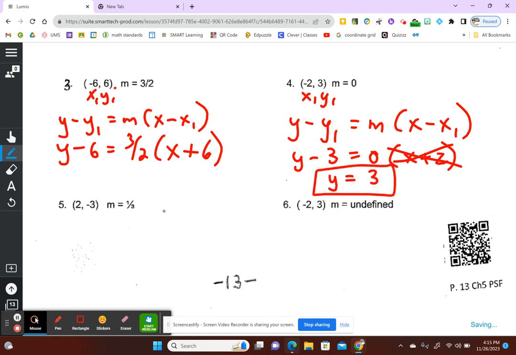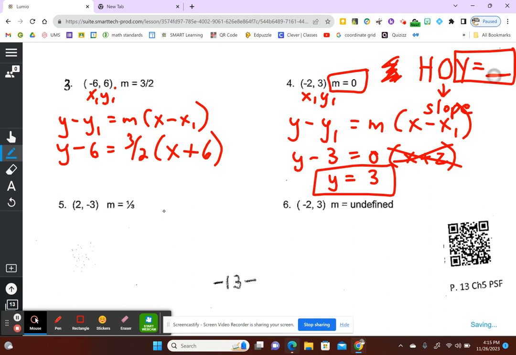Now notice, this was m equals 0. M equals 0 is a HOI. It's a HOI because 0 stands for 0 slope. So if it's a HOI, it's going to be y equals something. The only y value I was given was 3. So I could have gone directly into y equals 3.